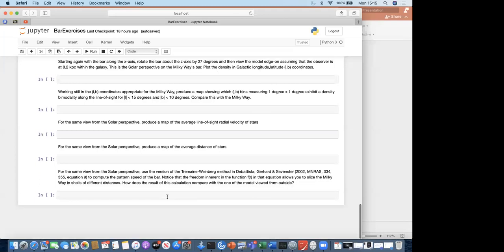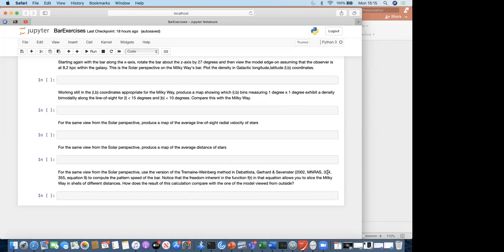And then finally, I ask you, this is a harder question, go to this paper and do a Tremaine-Weinberg in the Milky Way. This has only been done twice in the Milky Way, once by myself in this paper, and more recently using Gaia and VVV data. This is something that is a little bit more involved, but maybe a little bit fun to play with to see what results. And that's the sort of exercises that I suggested you try.